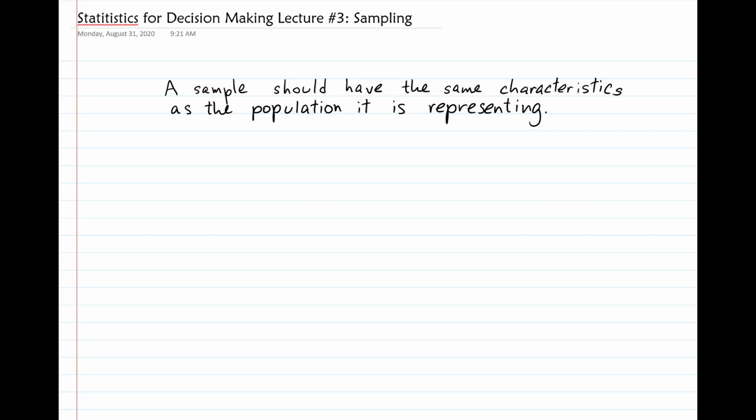In the example I mentioned a second ago, where you sample 500 people from a city with 1 million residents, those 500 people are supposed to represent a microcosm of the whole city. So it's really important that those 500 people are chosen in a way that they accurately reflect the 1 million people in the whole city. All right, and the best way to do that is to do random sampling.